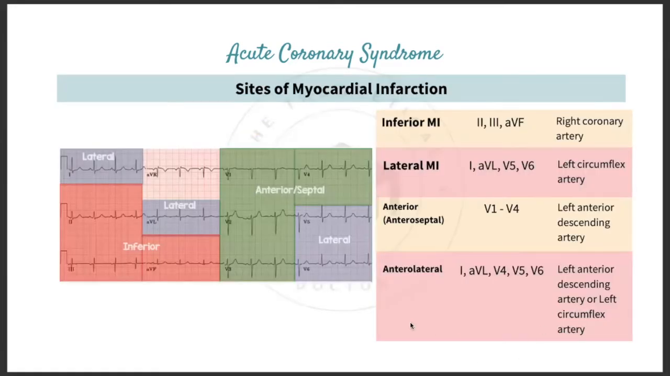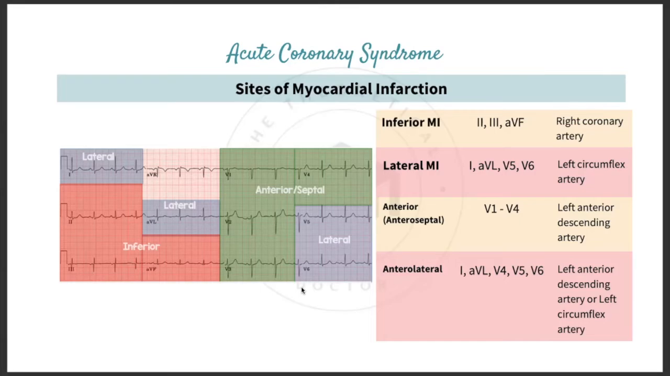So sites of myocardial infarction, this is on the ECG. Over here you can see there are some colored spots which indicate the areas of the heart that are affected. For the inferior MI, the leads affected would be leads 2, 3, and AVF, and usually it's the right coronary artery that's occluded. For lateral myocardial infarction, leads 1, AVL, V5, and V6, it's the left circumflex artery. Anterior, or sometimes they will say anteroseptal, it's V1 to V4, and it's the left anterior descending artery.